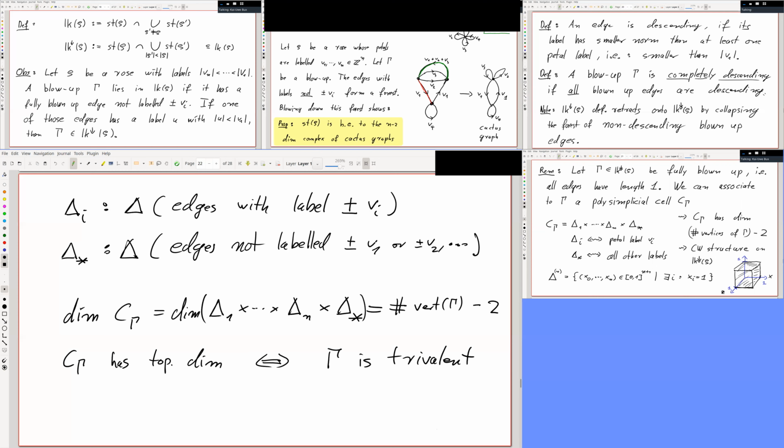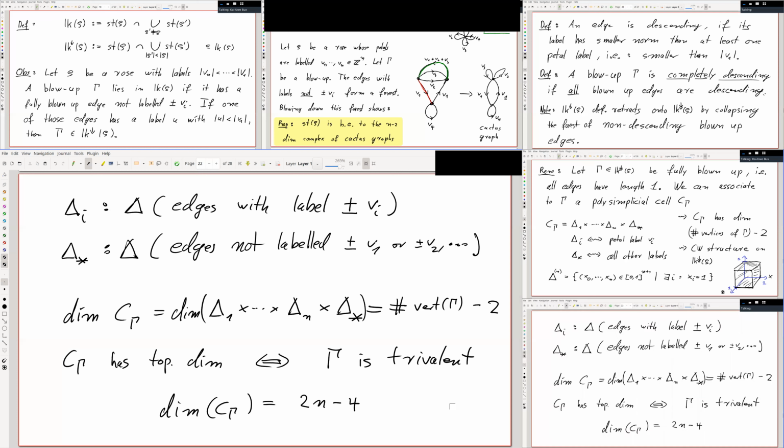So how many vertices do we get? It's 2n minus 2, the number of vertices. And if I have to subtract 2 more, then I get that the dimension of C gamma is indeed 2n minus 4, which is 1 too many. So we want to get rid of one dimension, right? That's 2n minus 3, and we want to show then that it's that.